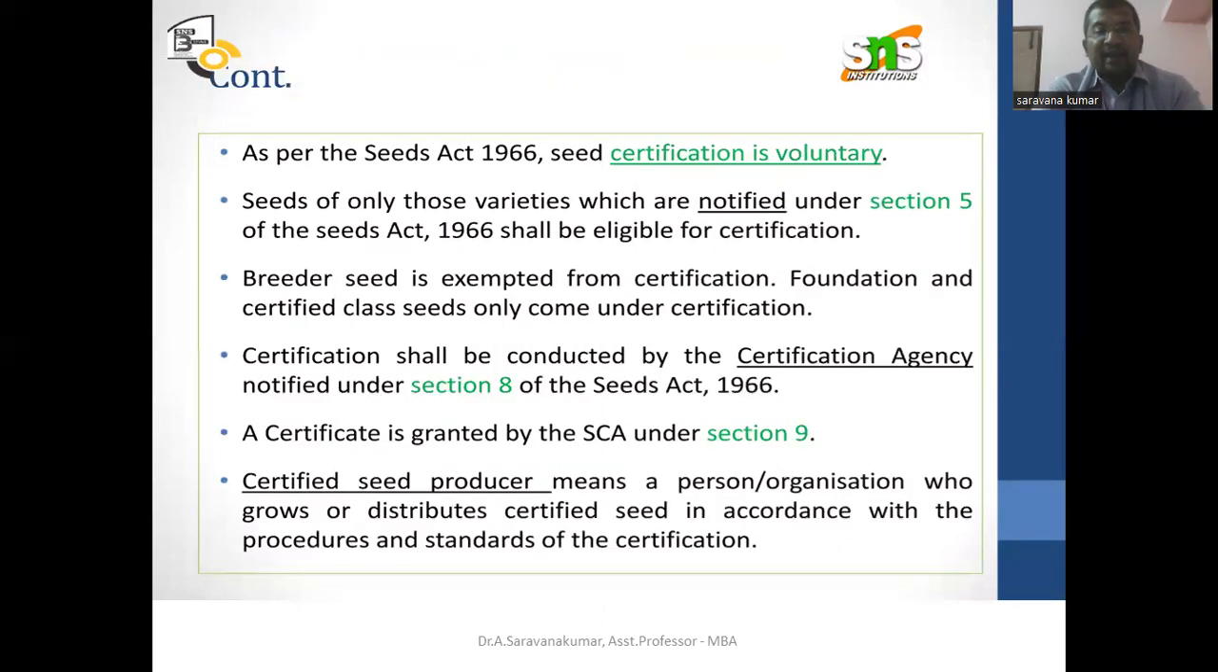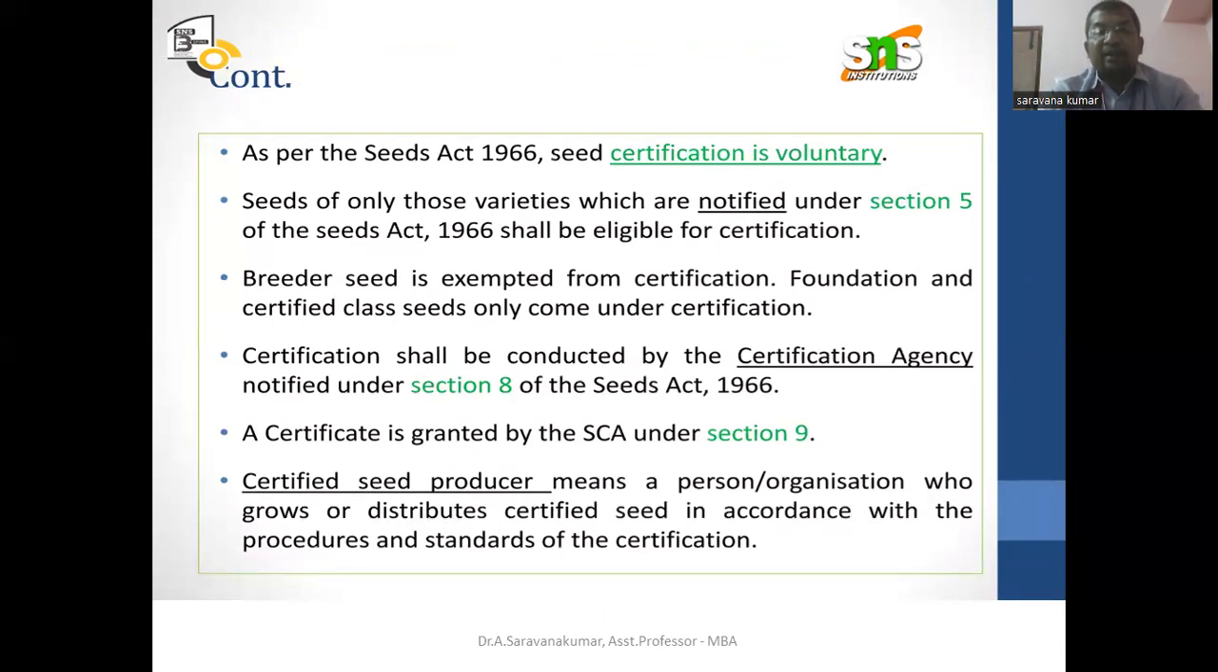As per the Seeds Act 1966, seed certification is voluntary. So it's not compulsory, but voluntary. You can check the seed quality, it will be better for the farmers. Seeds of only those varieties which are notified under Section 5 of the Seeds Act 1966 shall be eligible for certification. Breeder seed is exempted from certification. Foundation and certified class seeds only come under certification.